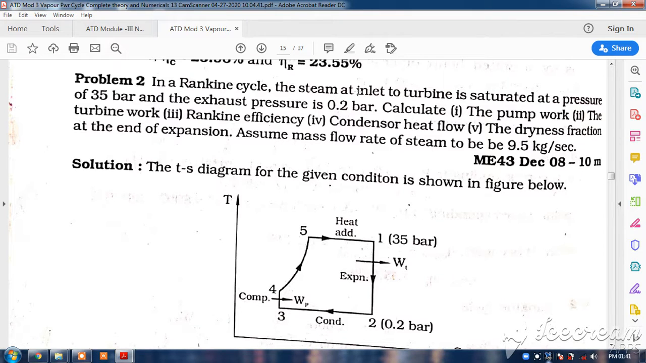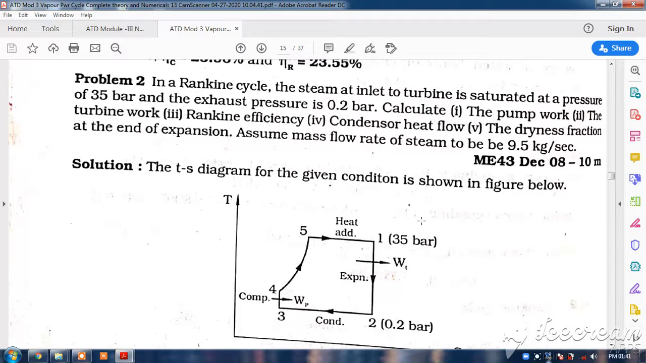the exhaust pressure is 0.2 bar. Calculate the pump work, the turbine work, the Rankine efficiency, the condenser heat flow, the dryness fraction at the end of expansion. Assume mass flow rate of steam to be 9.5 kg per second.